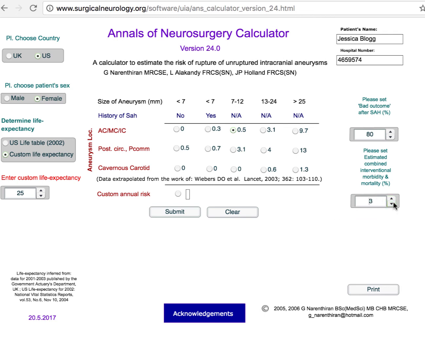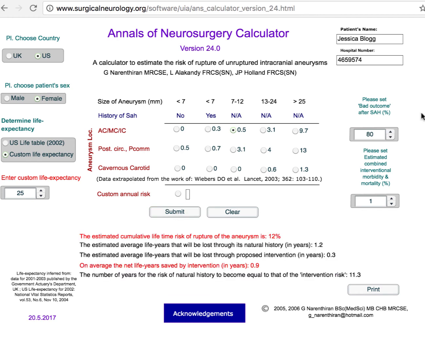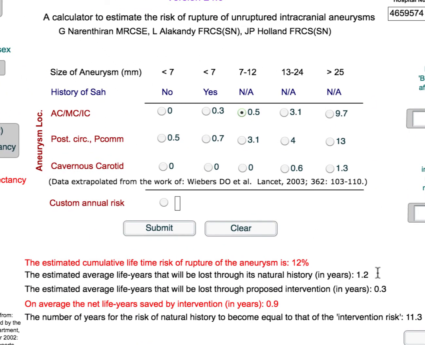Okay. So let's say we have a very low complication rate, and if we try that, what we see is that this time the average years lost from natural history will be 1.2 years. Average years lost through surgery for the intervention will be 0.3 years because our complication rate is low. So the net years saved on average by the intervention is 0.9 years. So now the intervention is actually having a positive effect over 25 years with a very small risk of complications. And at what point does the intervention become better than the natural history? It's after 11.3 years.